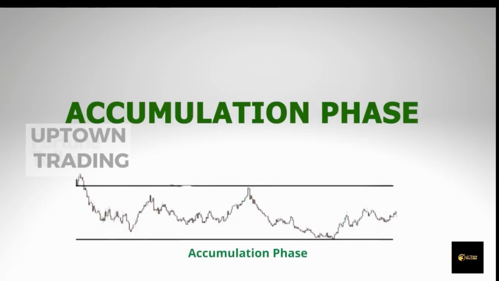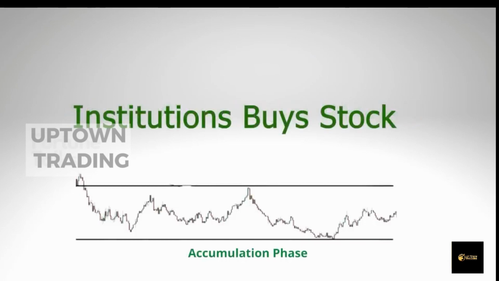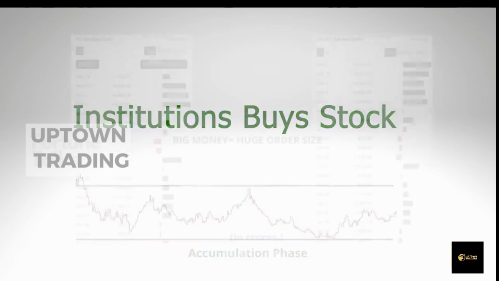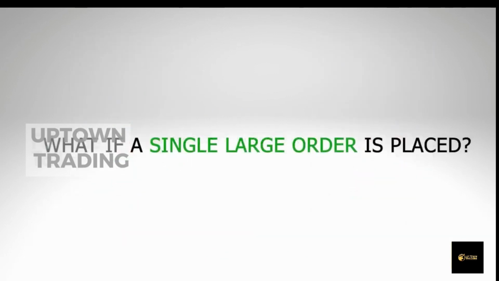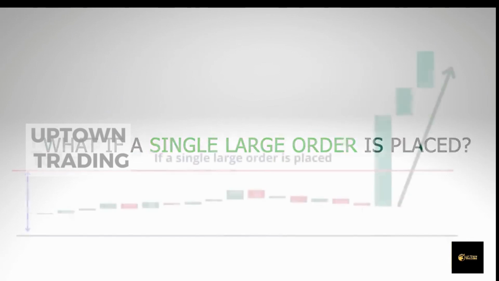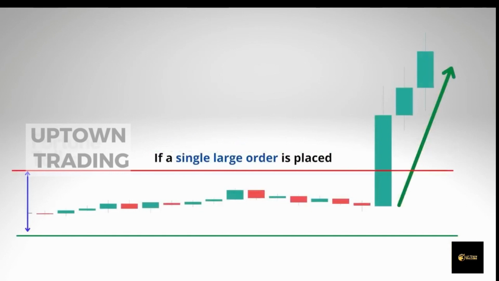The accumulation phase is when the big institutions start buying a particular stock. These institutions deal in huge bulks of money. Therefore, their order sizes are expected to be huge. So think what happens if they buy such huge quantities in a single order. The prices would react suddenly and the prices would just shoot up.